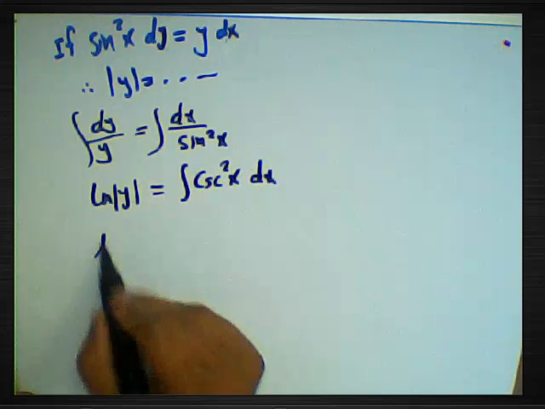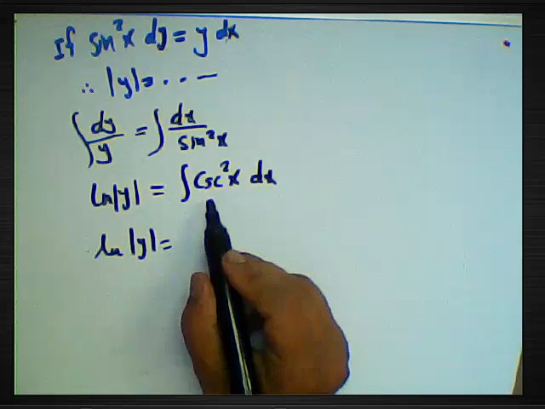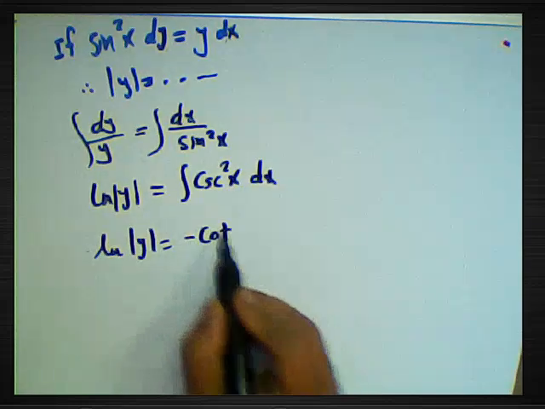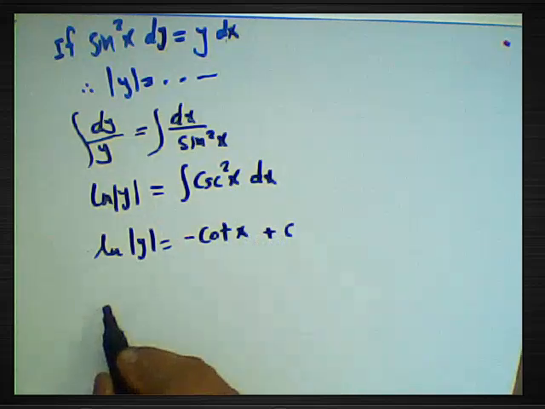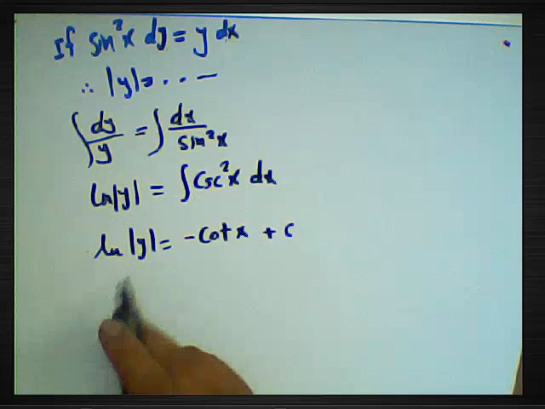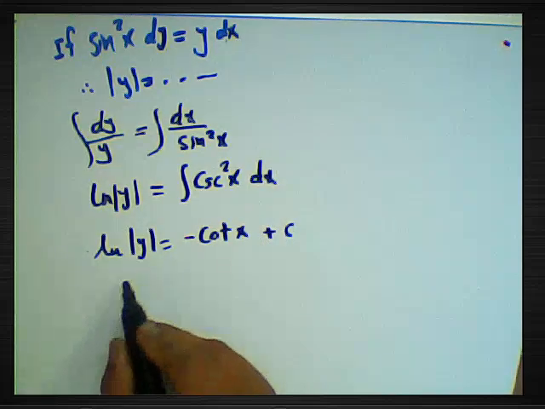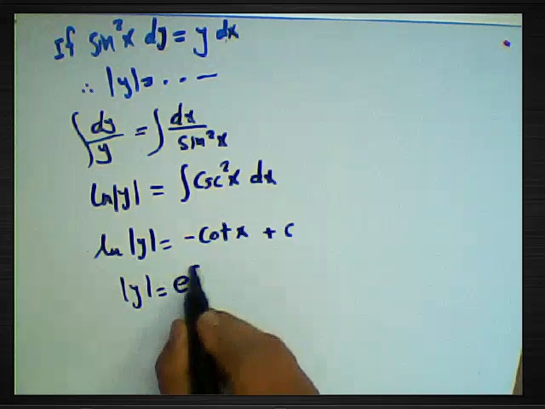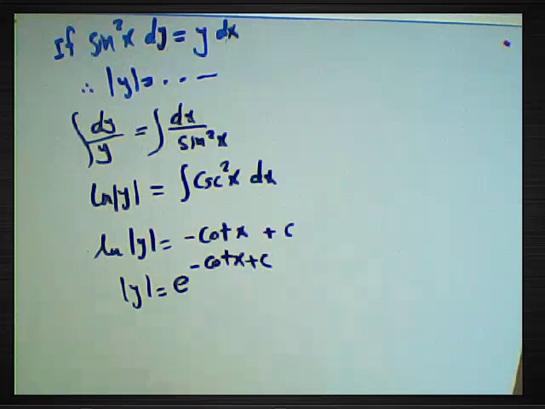Then ln y will be the integration of cosec squared, which will be negative cotan. Cosec power 2x will give negative cotan x plus constant. And then we can use the rule here. We can write the magnitude of y will be e power negative cotan x plus constant.